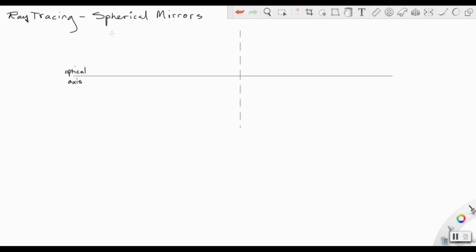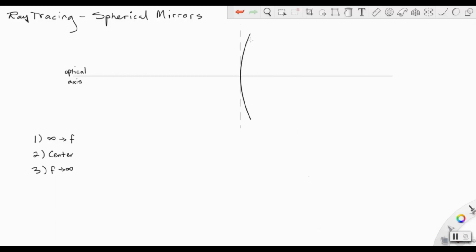Okay, this video is on ray tracing of spherical mirrors, similar to the previous video on ray tracing of lenses. So let's take a look at our three principal rays. Again, we have the parallel to focal ray, we have the center ray, and we have the focal to parallel ray. And so let's set it up for, in this case, we'll do a convex mirror.